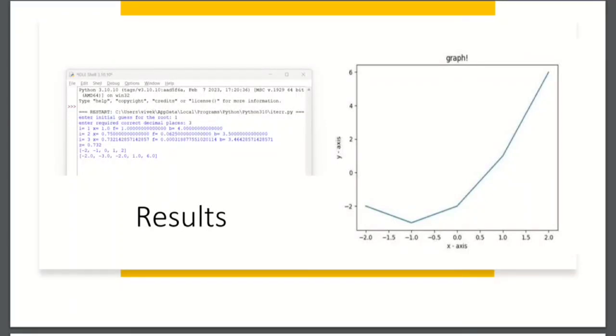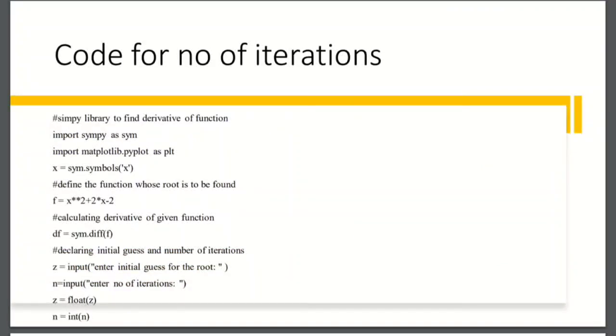At the point x = 0, this is the root of the equation, and we can get it from the code. And the other way to find the root is if the number of iterations in Newton's method is given. The code is similar to the previous one. The only thing I changed here was n, which is declared as the number of iterations.